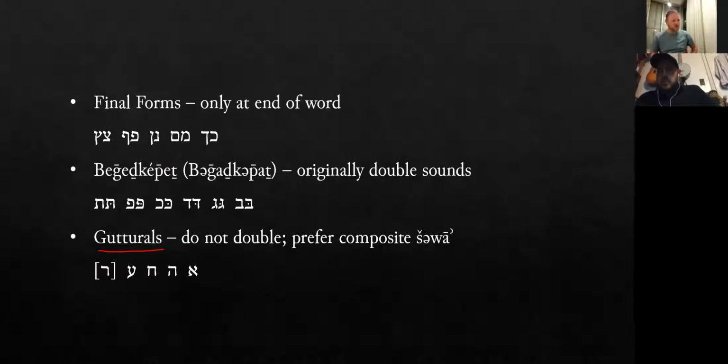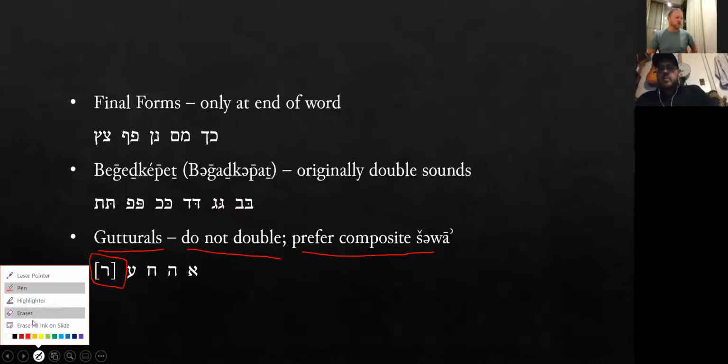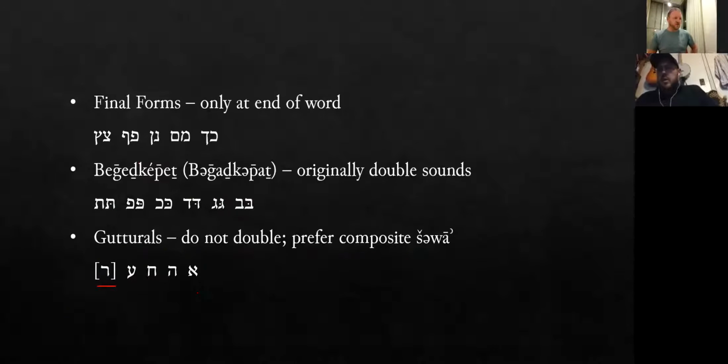Gutturals are the same as in Hebrew. They do not double. They don't take dagesh. And they also prefer composite shva. That is, except for resh, because resh is not a real guttural. Resh is a semi-guttural, meaning that it has one of the features, that it rejects dagesh, but it doesn't have the other. It takes a vocal shva regular.